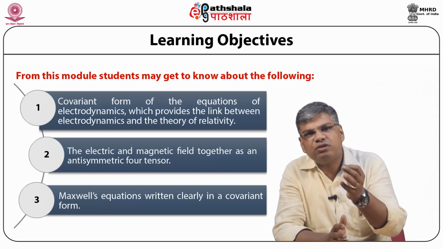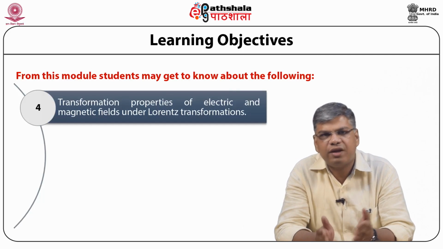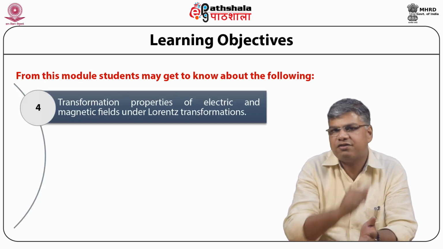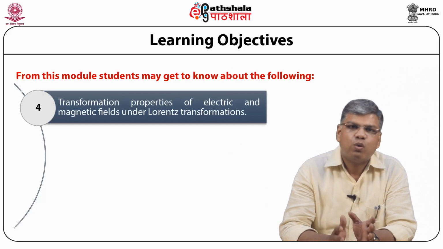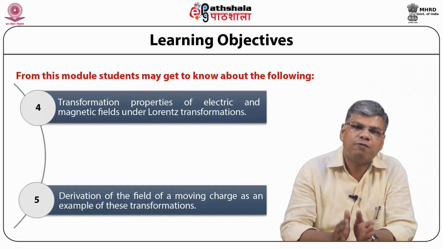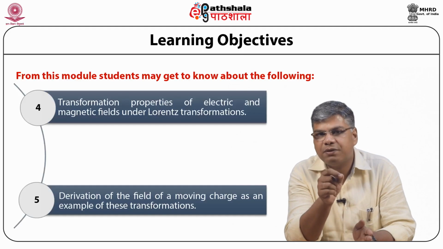Then, we'll talk about the transformation properties of the electric and the magnetic fields under Lorentz transformations. Then, we'll do the derivation of the field of a moving charge as an example of these transformations. Covariance of electrodynamics. We now discuss the covariance of the equations of electrodynamics. By this, we mean that the various equations governing the electromagnetic phenomena have the same form in all inertial frames of reference under Lorentz transformations.